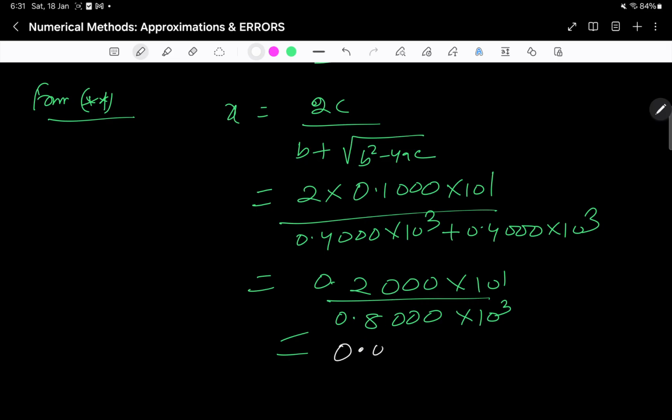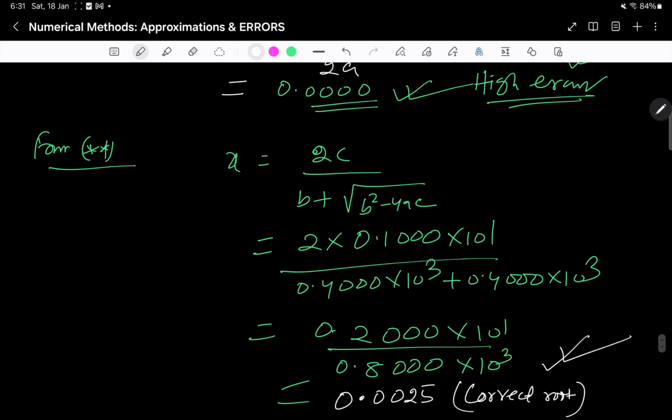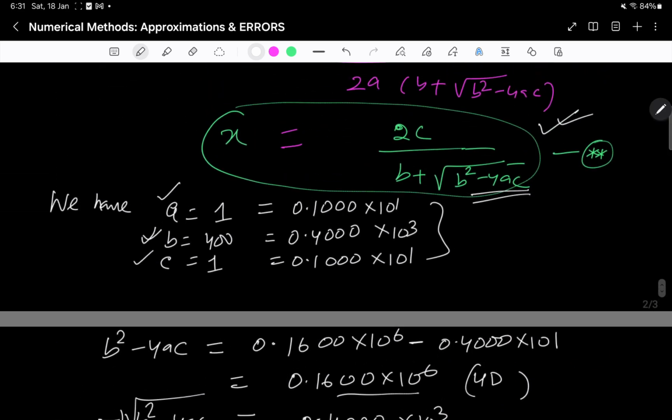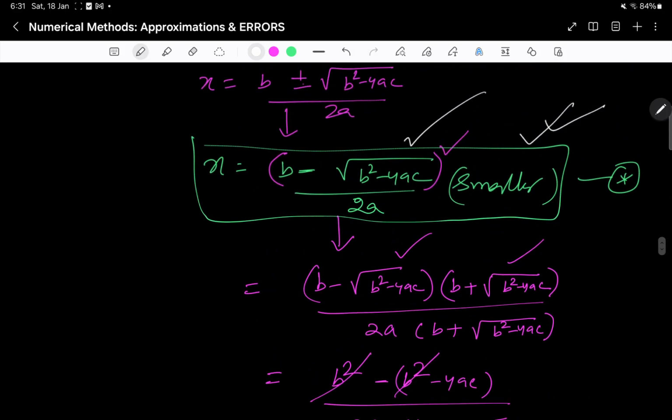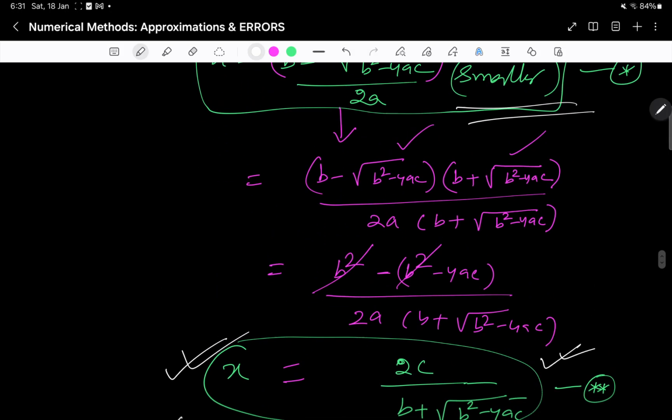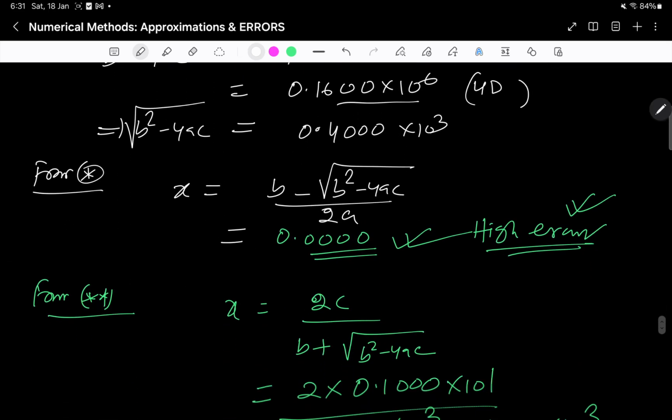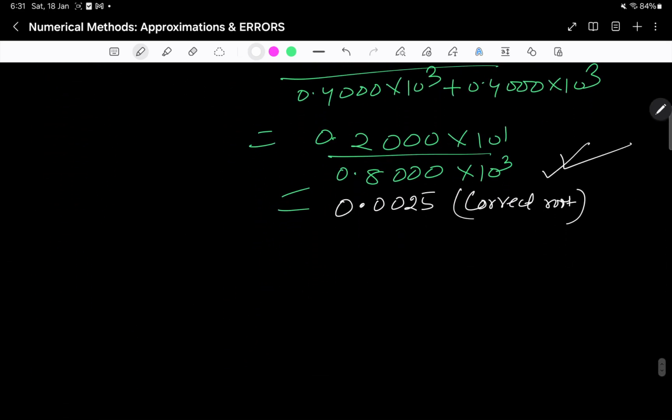So it is 0.0025. Okay, so this is the correct root, because it will satisfy this equation, the error will be less here. So this is the answer. Clear? So this formula, where we rationalize, is a better formula than this, right? So now let us discuss the error.